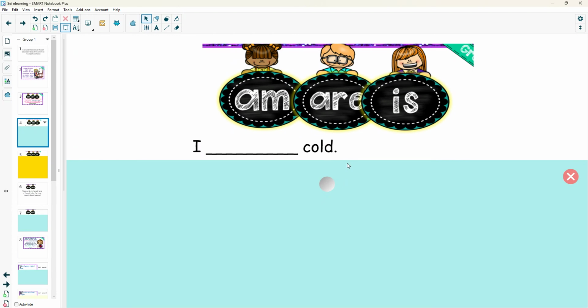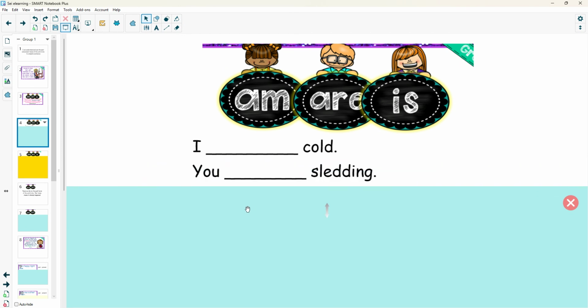This is a perfect sentence for today. I blank cold. What's the correct verb that we would put in to complete the sentence, I blank cold? I am cold. Ooh, that one sounds pretty good, but I'm going to go through the other two choices just to make sure. I are cold. Ooh, that doesn't make sense to me. I is cold. Nope, that's not it. I am cold is correct.